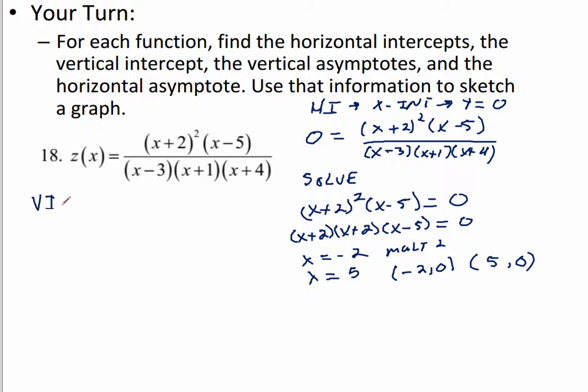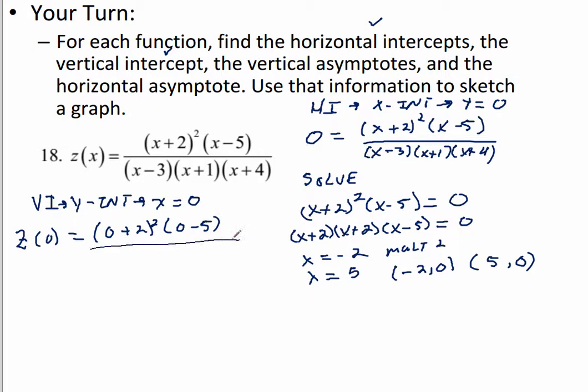Let's go take a look at the vertical intercepts. So check-a-rooney on that. Now we're going to go down here to the vertical intercepts. So the vertical intercept, what does that mean? That infers to us we're looking for the y-intercept. And if we're looking for the y-intercept, that means that x must have been equal to 0, right? Which says what we need to find is what is z of 0 equal to? Well, z of 0 is equal to (0 plus 2) quantity squared times (0 minus 5) divided by (0 minus 3) times (0 plus 1) times (0 plus 4), right? Okay, so in the numerator, that's going to be 4 times negative 5, which is negative 20. And in the denominator, we're going to get negative 3 times 1 times 4, which is negative 12, right?